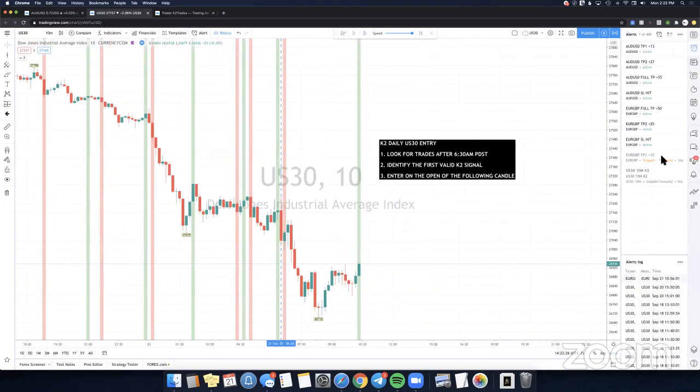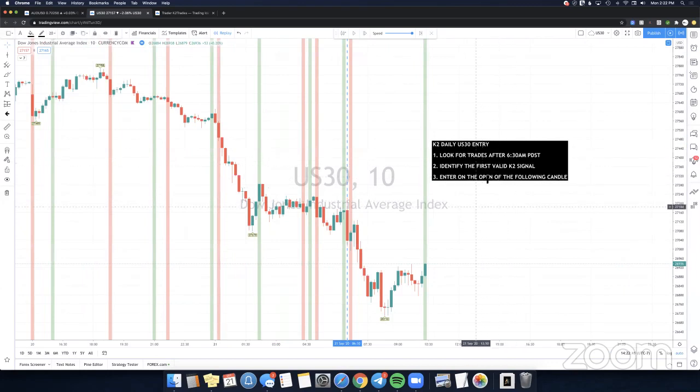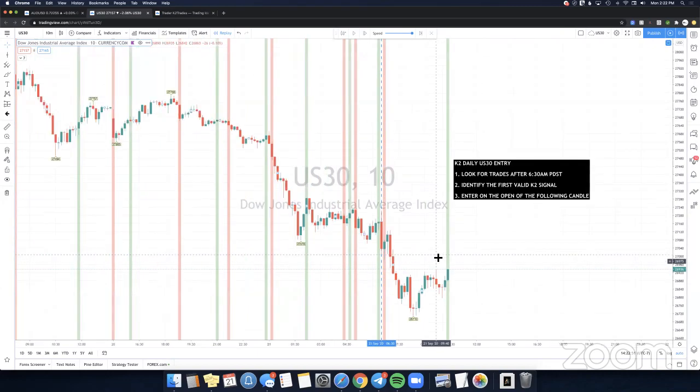So I got alerts that are set up right here. This is my US 30 10-minute. Pretty much whenever this appears, I'll get an alert. So it's like, all right, go check the charts because this candle's about to close. But this is a lot easier because there's really no confusion. All you're really doing is waiting for the market to open, and then waiting for the first momentum signal to tell you the direction of price for that day.